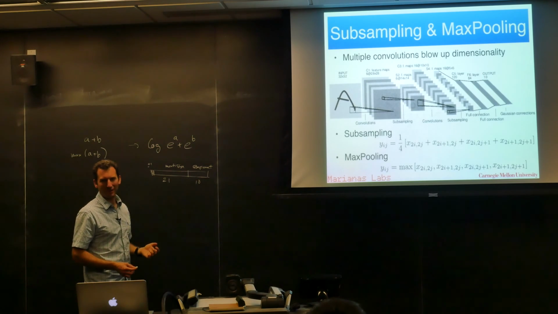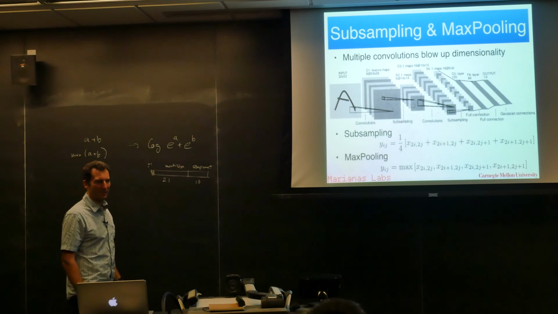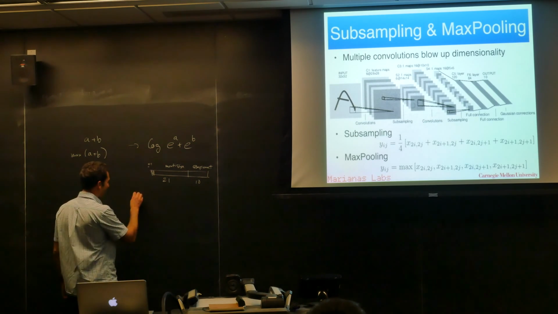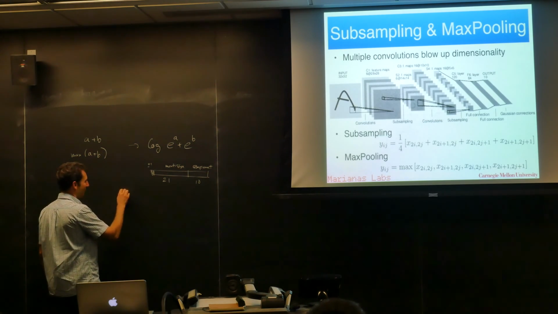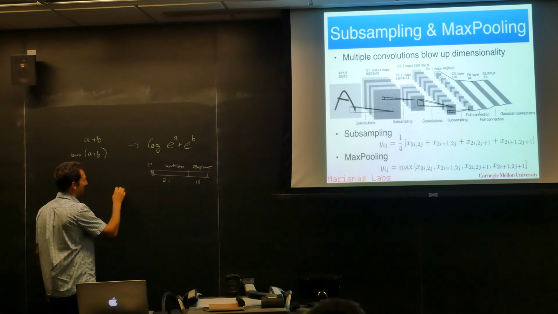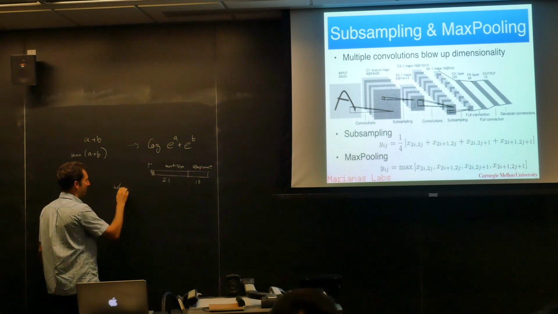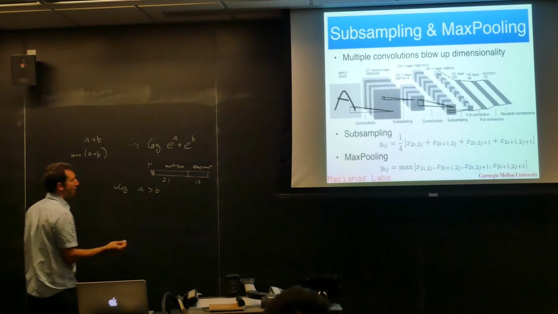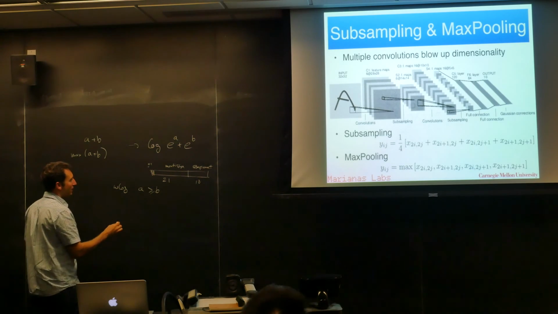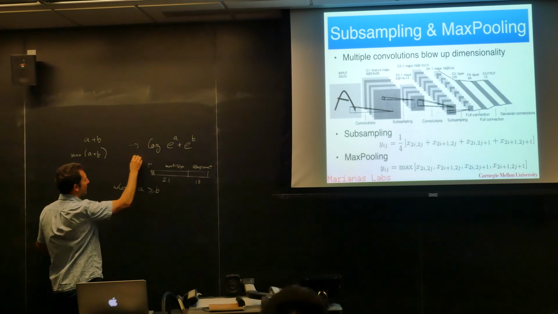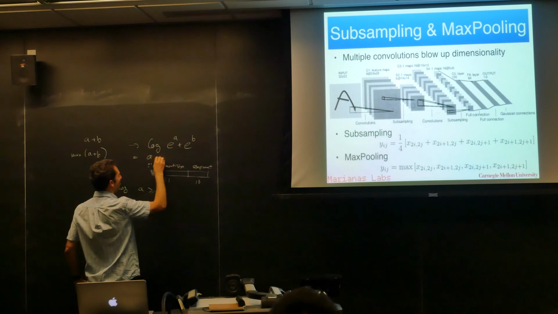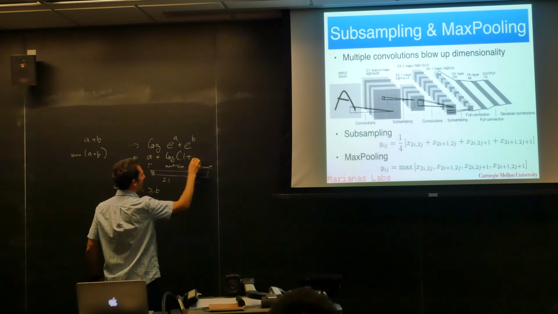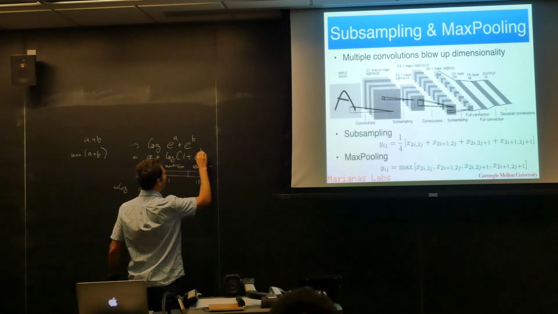So how to fix that? Does somebody have an idea? Shift it minus max. Exactly. So let's assume, without loss of generality, that A is greater than or equal to B. Then what I can do is I can write this as A plus the log of 1 plus e to the B minus A.